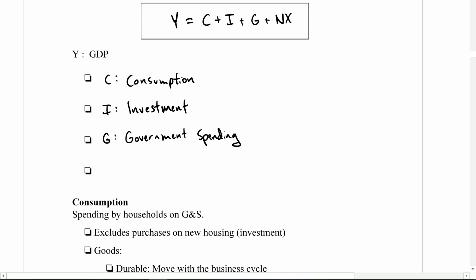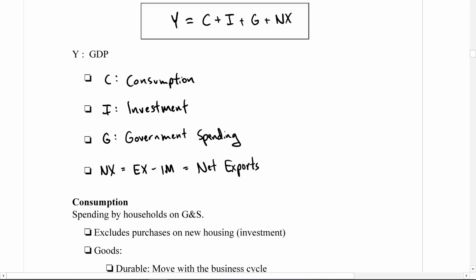And finally, NX, which is equal to X minus M, is equal to net exports. Right, or exports minus imports. Okay, and so because we talked last time about how national GDP is national income, it's total expenditure, it's all of those things all at once.